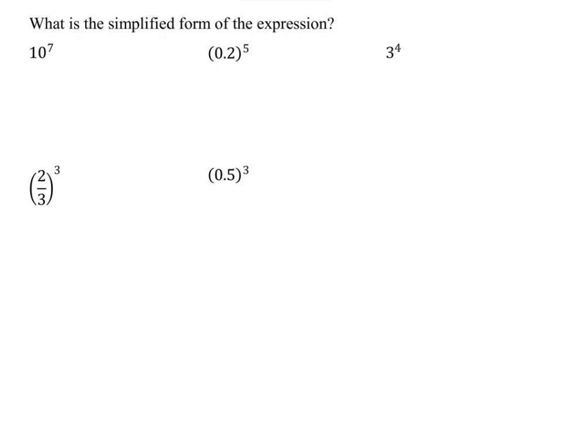What is the simplified form of the expression? How do we read that? Let's read that first. What does it say? 10 to the 7th power. Good. What does it mean? 10 times itself 7 times, right? So I have 10 times 10 times 10 times 10 times 10 times 10 times 10. Is that 7? Yeah. That's what that says. That's what exponents do for us. Exponents are a shorthand way of showing lots of the same multiplication happening.